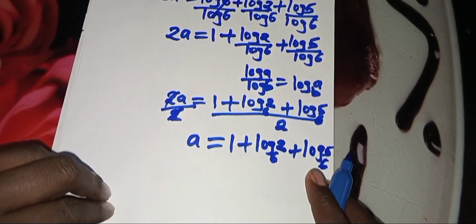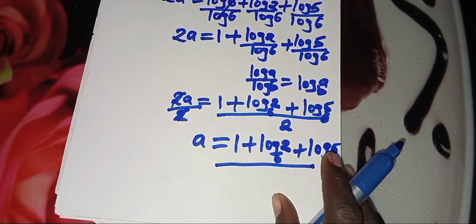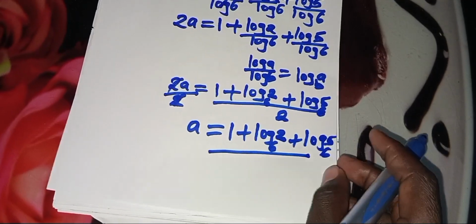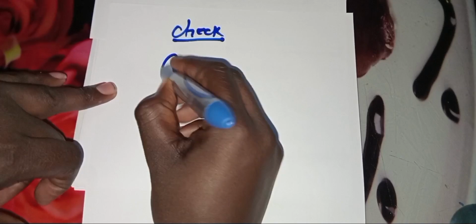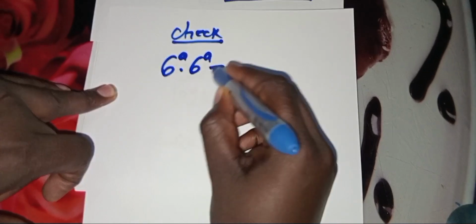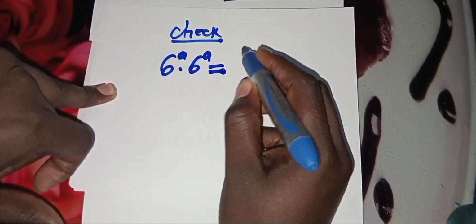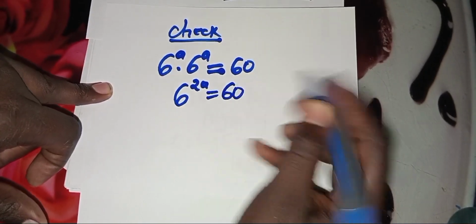Okay, so let's check if this value of a is correct. Remember, we have 6 raised to power a multiplying by 6 raised to power a. This is supposed to give us a value of 60. So this is 6 raised to power 2a. This is supposed to give us 60.